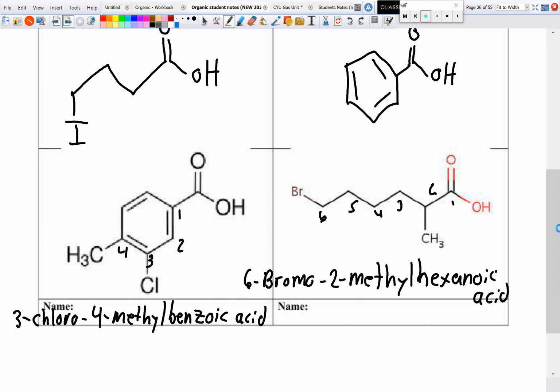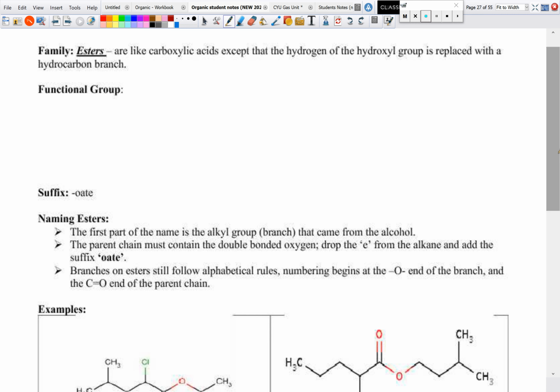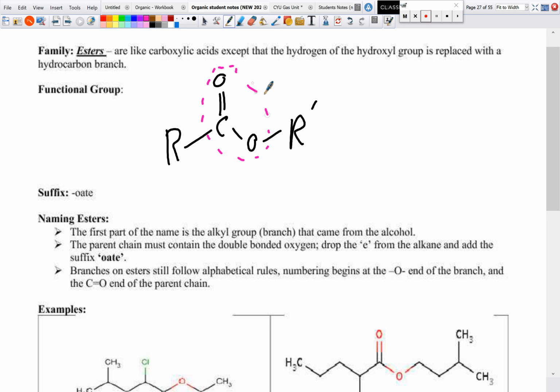Alright, so our last family we're going to look at is our esters. So this is our last one right here, and probably one of the more difficult ones to name. You will notice if we have an ester, because it's going to look like this. So we have two different hydrocarbon chains, and right in the middle right here, this is called our ester functional group.